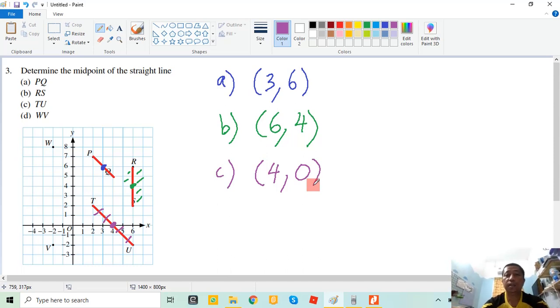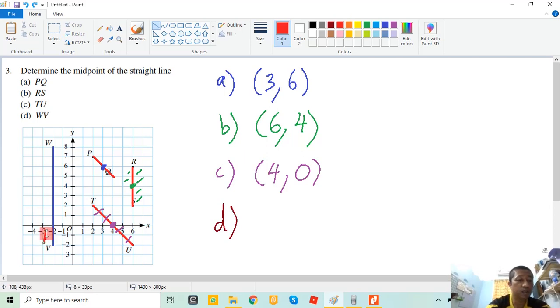And next, we go to question D. Question D. WV. So WV, this is a straight line. Okay, let me draw this one. Straight line. Okay. So we count how many boxes? 1. Maybe I use a different color. Okay. So 1, 2. Oh, sorry. Okay, again. 1, 2, 3, 4, 5, 6, 7, 8, 9, 10.